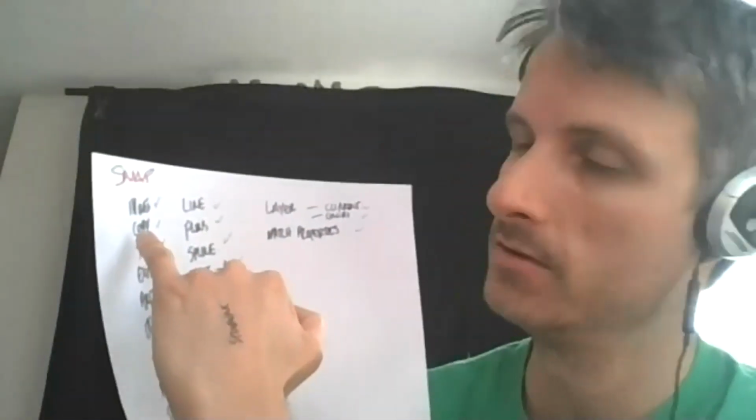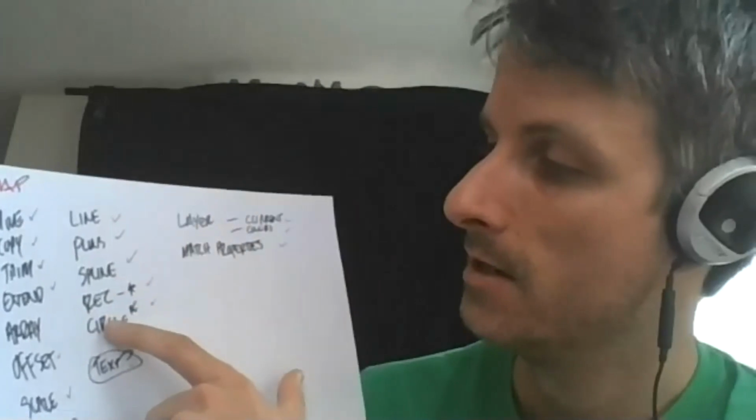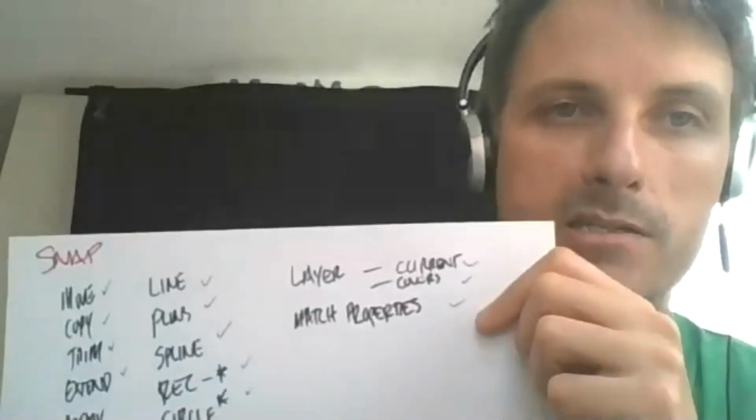We've got move, copy, extend, array, offset, scale, mirror, rotate, line, polyline, also known as PLINE, spline, also known as SPL, rectangle, circle. There is a tool called text that we can go over, and then the layer management tools, which is layer, current layer, match properties, and properties. Okay, those are legitimately the tools that you need to have.